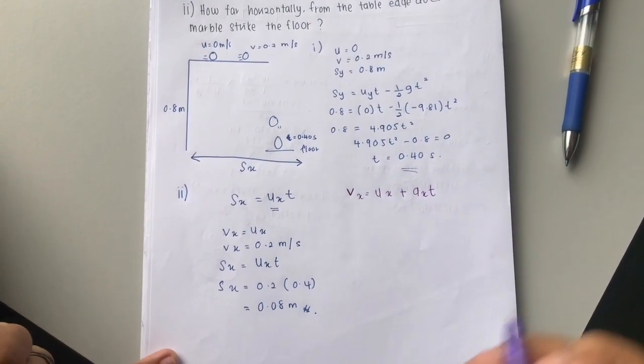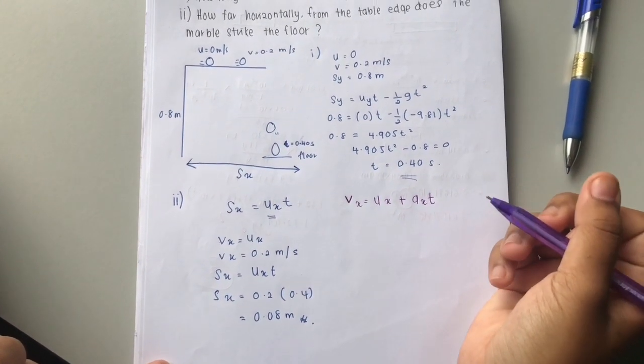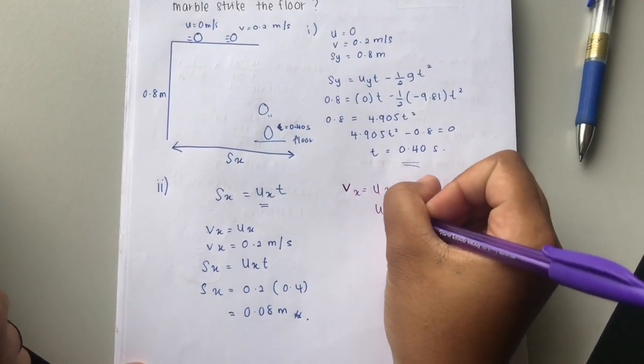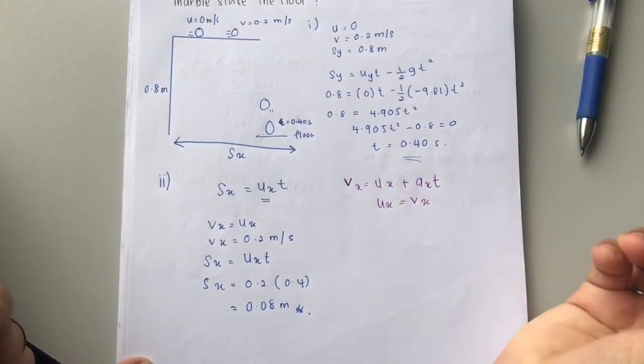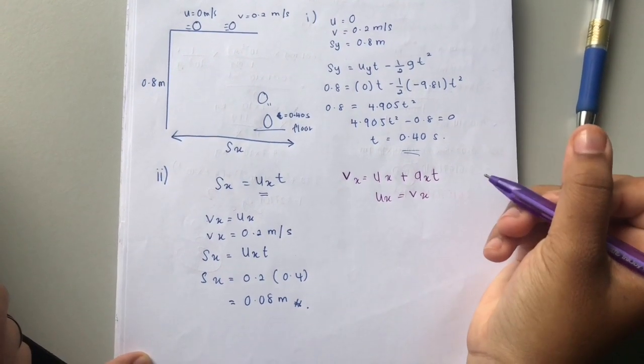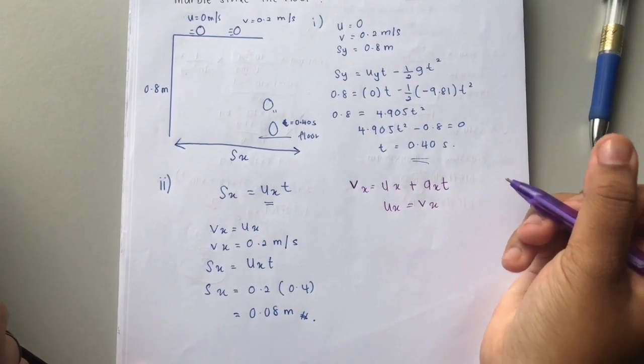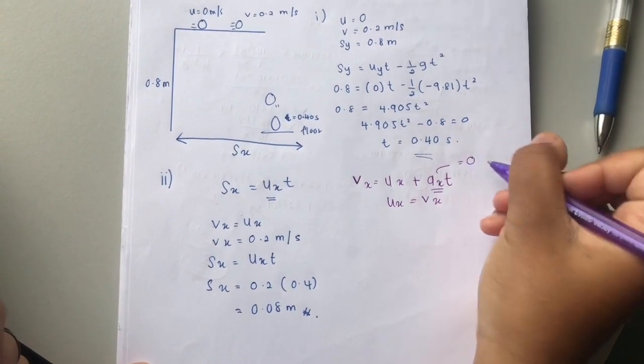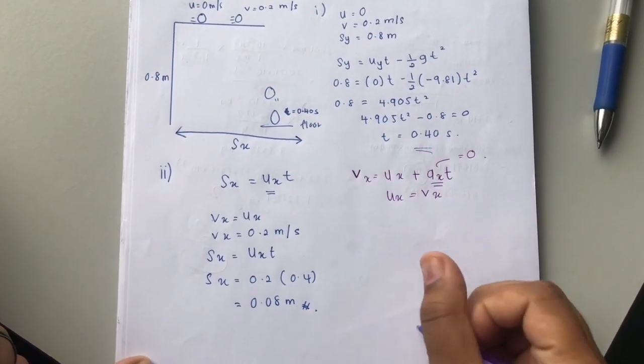From the formula Vx equal to Ux plus Axt, we know that Ux equal to Vx. This is because the velocity in the x direction is constant, so that means there is no acceleration. That's all from me. Thank you.